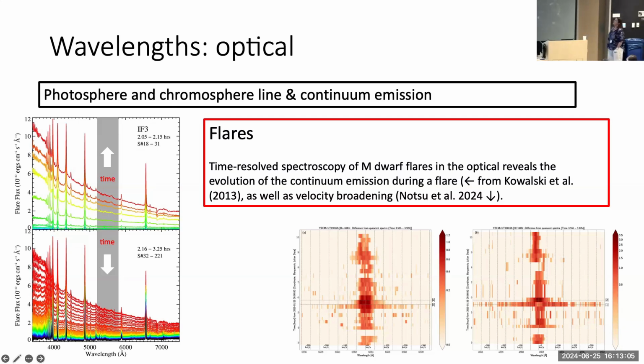But here you see photospheric emission and chromospheric line and continuum emission. When you look at time-resolved spectroscopy of M-dwarf flares, you can see the evolution of the continuum emission. And what I'm showing on the right is a temporal sequence of low-resolution continuum observations from Adam Kowalski that starts at green and then goes to red. So you can see this is during the rise phase of the flare.